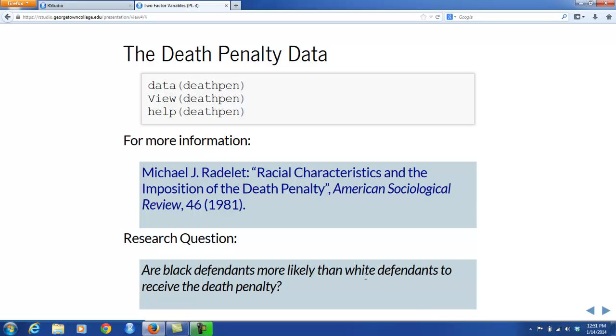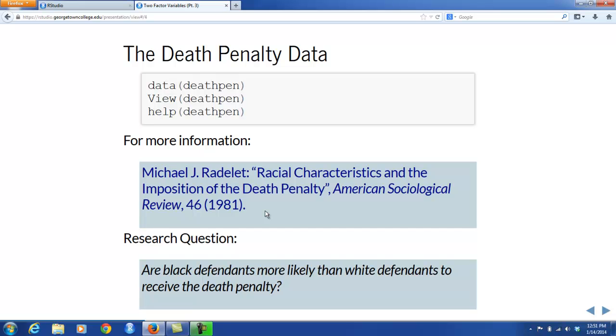You can also take a look at the original article. Here is a web link to the article about the deffpin data. It was published by Michael J. Radelet in the American Sociological Review. Now, the research question that Dr. Radelet had in mind was what kinds of racial characteristics of a defendant who's been convicted of a crime where the death penalty is a possible sentence might affect that defendant's likelihood of actually receiving the death penalty.